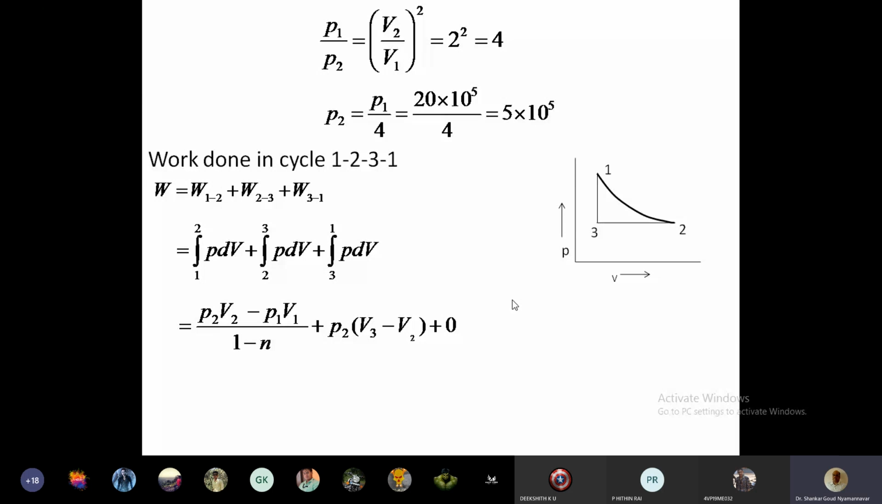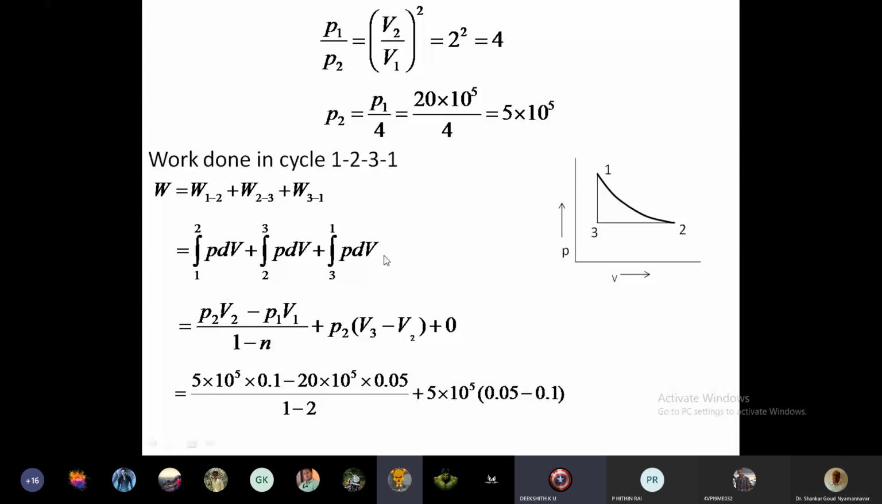Yes, did you complete this? How much does it take? Simple algebra it is. 0.25 into 10 to the power 5, kilojoules, sir. Answer is 0.25 into 10 to the power 5. Not kilojoules, 5 joules it is. Okay, it will be, or you can write it as 25 kilojoules.